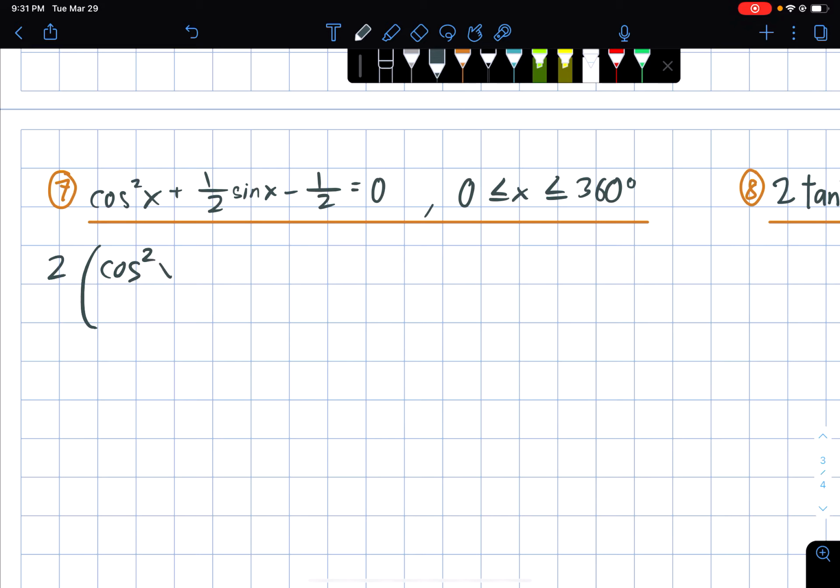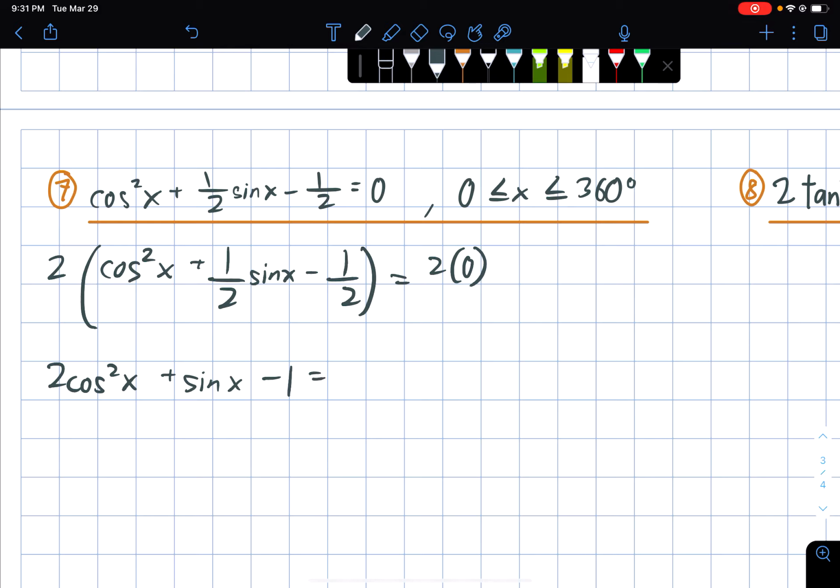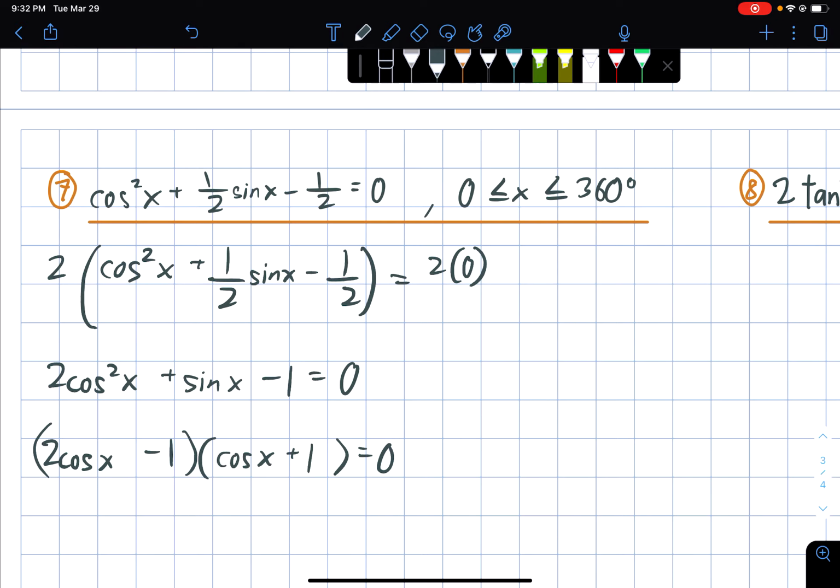So 2 times the quantity cos raised to 2x plus 1 over 2 sine x minus 1 over 2 is equal to 2 times 0. 2 cos raised to 2x plus sine x minus 1 is equal to 0. 2 cos x and cos x plus 1 minus 1. So yeah, that suppose... Hang on. Wrong. This is a wrong solution.